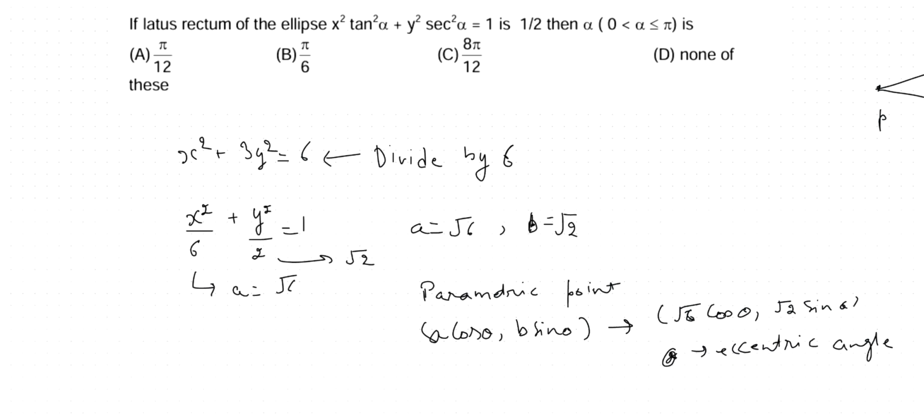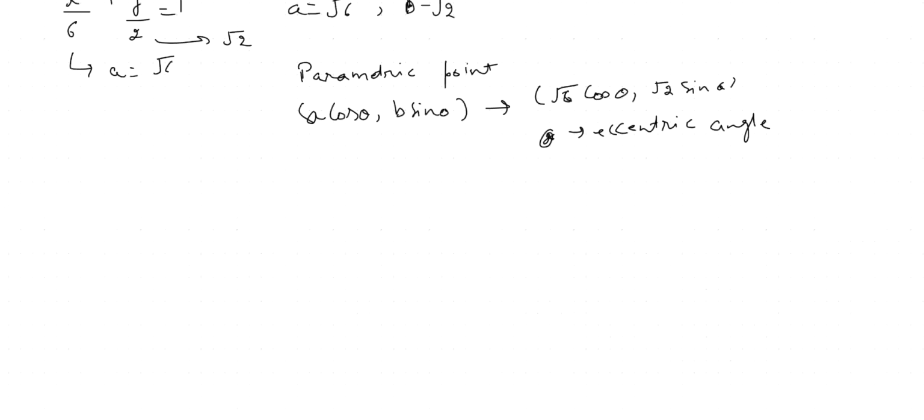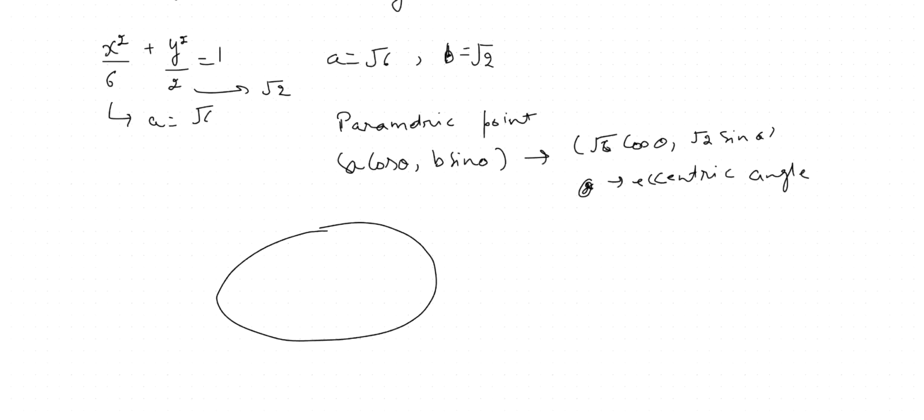So now we can start. So we have distance from origin. Let's say this is your ellipse. There is any point P having coordinates root 6 cos theta, comma root 2 sin theta. And then you have the center of the ellipse, that is origin, O. So OP is 2. So you can use the distance formula.